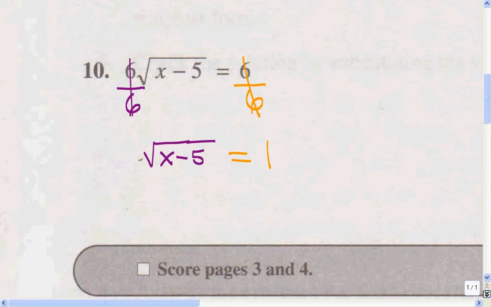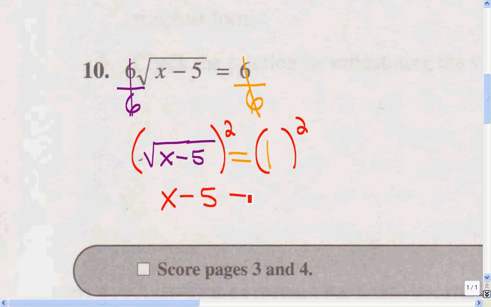Now that I've isolated, to solve my equation, I square both sides. That's going to get rid of this radical. Me squaring this allows me to just remove this radical. What I get is x minus 5 equals 1 squared, 1 times 1 equals 1.